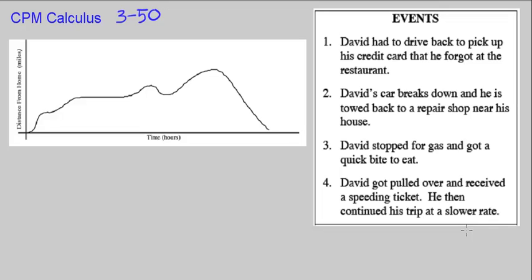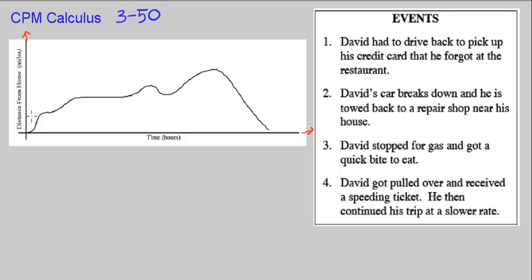This is CPM Calculus Chapter 3, number 50. Here's a graph of the distance. This is the distance axis, and here is the time. This is the graph of the distance David traveled away from his home on a trip to the mountains.